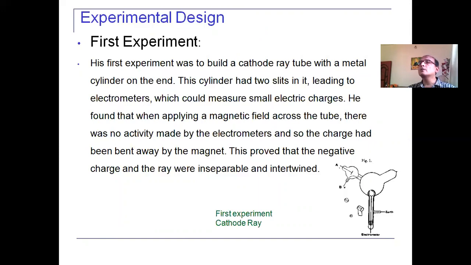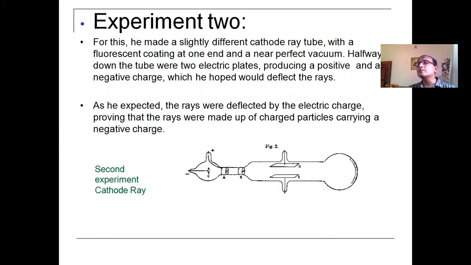First, he found out the experimental setup which was given by the scientist J.J. Thomson in order to confirm this atomic model which he has given. His first experiment was built with a cathode ray tube with a metal cylinder at the end. The cylinder had two slits in it leading to electrometers. One is the anode, another is the cathode, and when a potential difference is given between the anode and cathode, a particular type of particles move from the negative charge to the positive charge and current flows. This is the experimental setup.